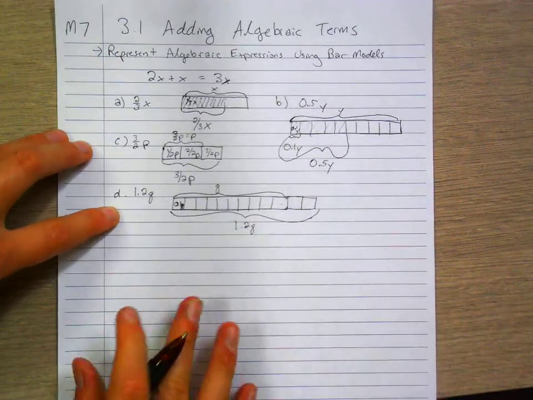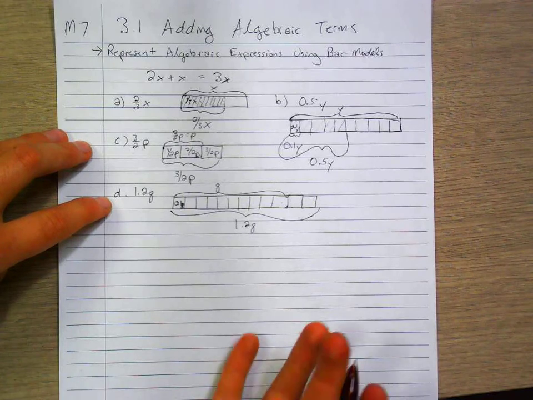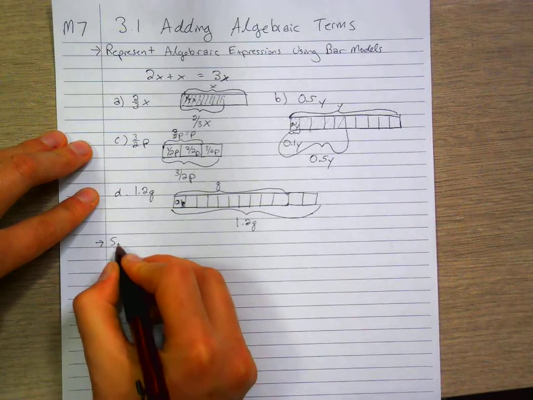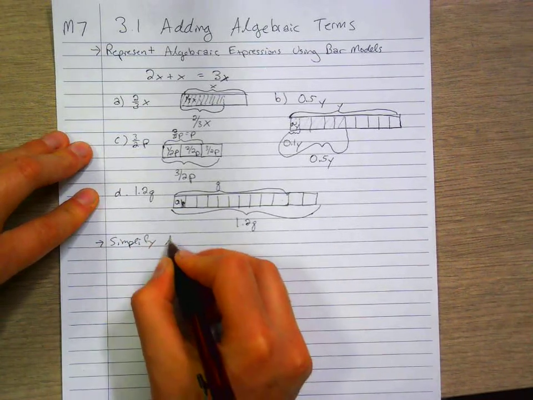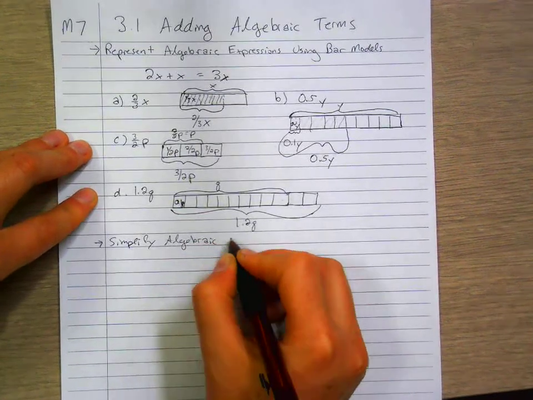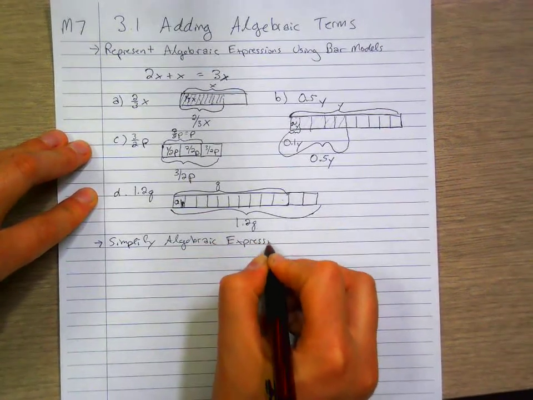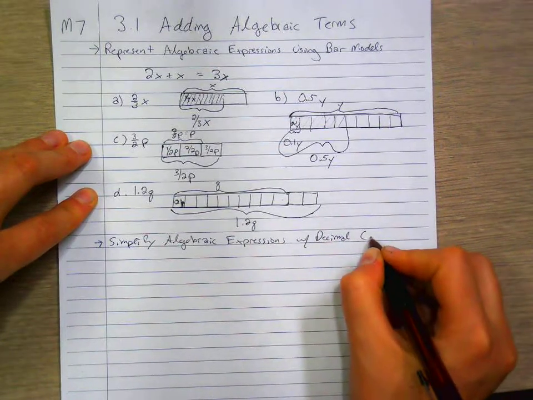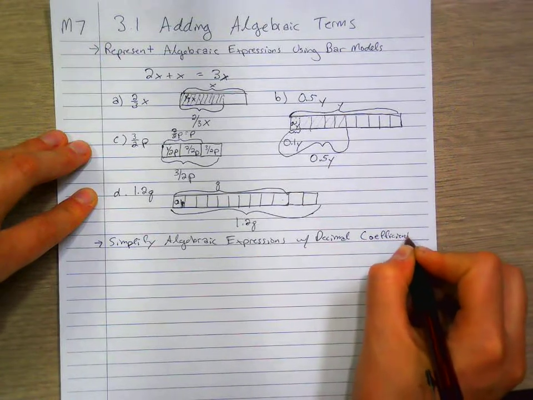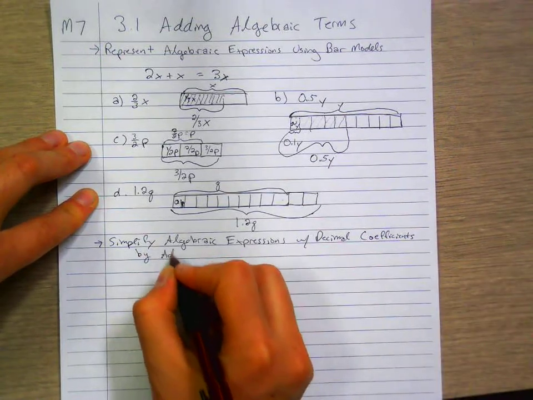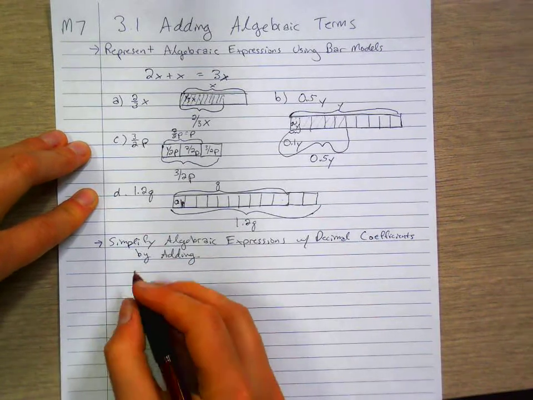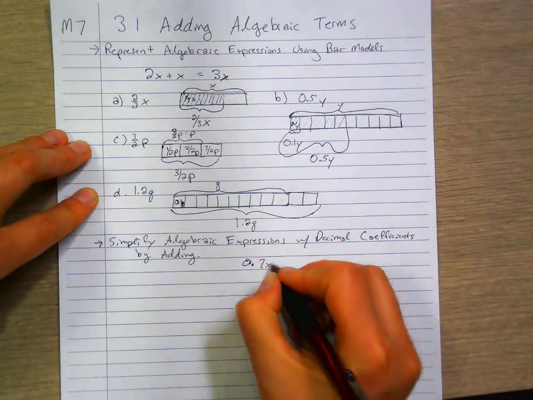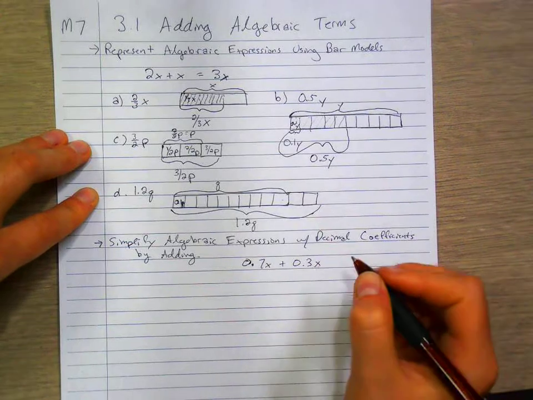Okay, let's do this in another way, a way that we can simplify algebraic expressions by adding things like this. So, simplify algebraic expressions with decimal coefficients by adding. Okay, so you can simplify an algebraic expression like 0.7x plus 0.3x by adding the two like terms.